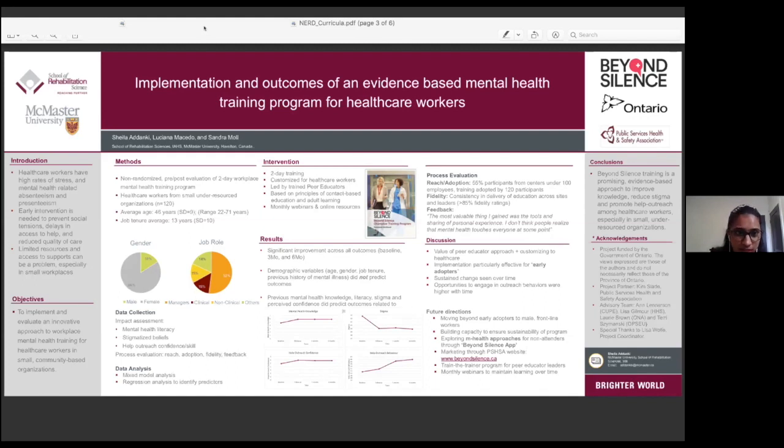To sum it all up, there's definitely a value in using the peer educator approach and customizing the training to address the needs of healthcare workers. And the program was particularly effective for early adopters. And the next goals are to be able to move beyond the early adopters, to be able to reach out to frontline workers and male workers, and continue to build sustainability for the program.